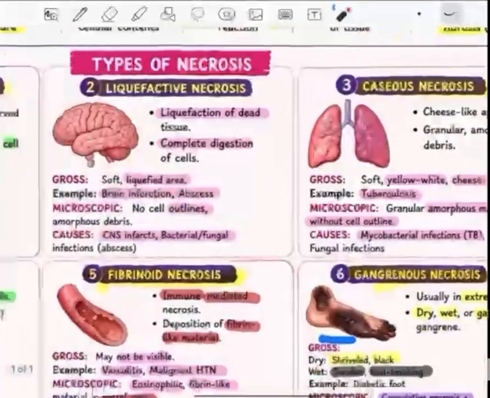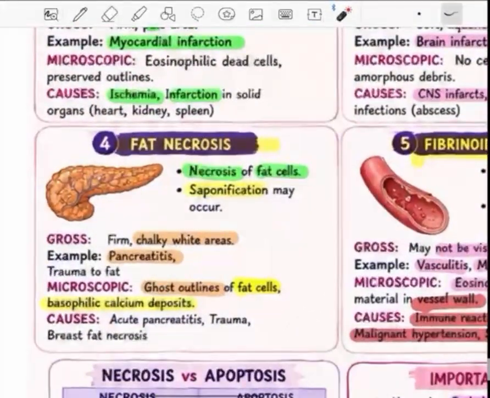Caseous necrosis. Now coming to fat necrosis. In fat necrosis, there is destruction of the fat cell, usually by enzymes. What enzyme? Lipase enzyme. It will be seen in case of pancreatitis. Grossly, we'll see a chalky white area. This chalky white area is important. On microscopy, we'll see the ghost outline of the fat cell.